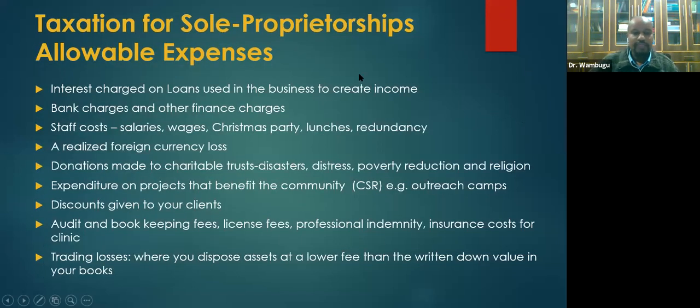Let me just go over the last one here, which is trading losses. That is where we dispose of assets at a lower price than the written down value. For example, if you have a dental chair, the written down value is how much you bought it for and how much it has depreciated to. Maybe you bought it for $1 million and now it's 500,000, and then you sell it for 300,000. So you have a loss of 200,000.